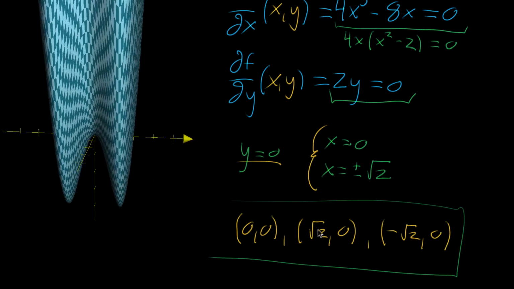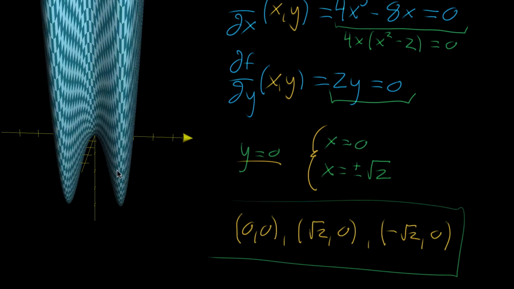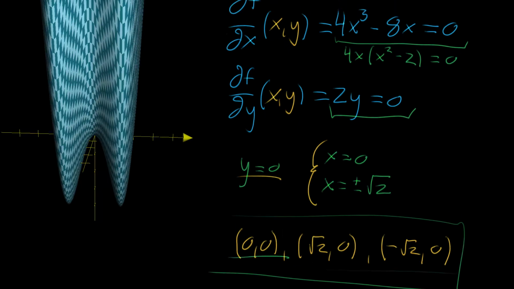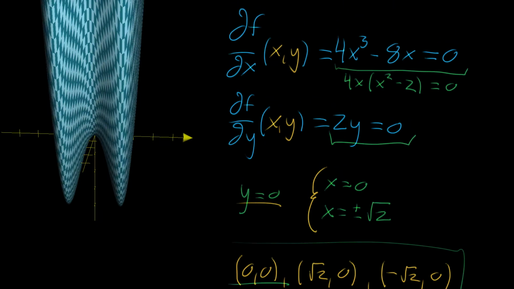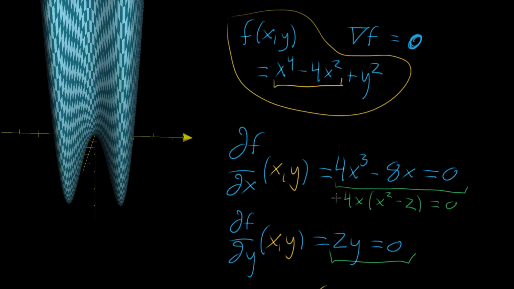But the question is, how could we have figured that out? Once we find these solutions, if you didn't have the graph to look at immediately, how could you have figured out that (0, 0) corresponds to a saddle point and that both of these other solutions correspond to local minima? Well, following the idea of the single variable second derivative test, what you might do is take the second partial derivatives of our function and see how that might influence concavity.